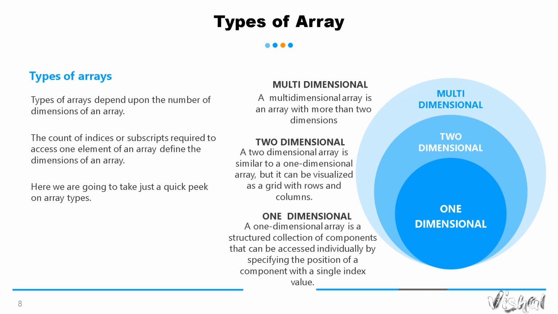Types of array depend upon the number of dimensions of an array. The count of indices or subscripts required to access one element of an array defines the dimension of an array. Here we are going to take just a quick peek at array types.